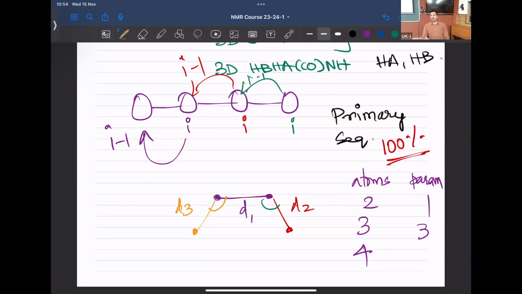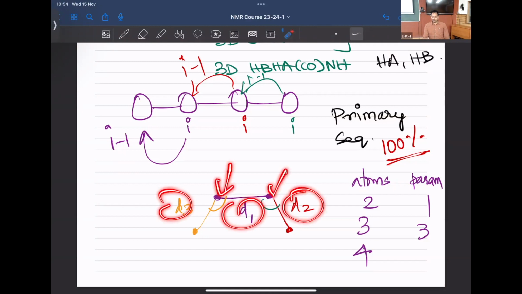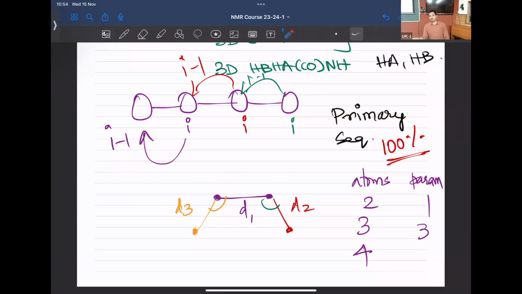Excellent. Right? You need 3 distances, 2 bond angles, and a dihedral angle that collects them. So how many? 1, 2, 3, 4, 5. So you guys start to see as the number of atoms starts to increase, the number of parameters that you need to define the structure starts increasing significantly. So therefore, how NMR works is that NMR does not look at the structure directly. It looks at the structure indirectly.